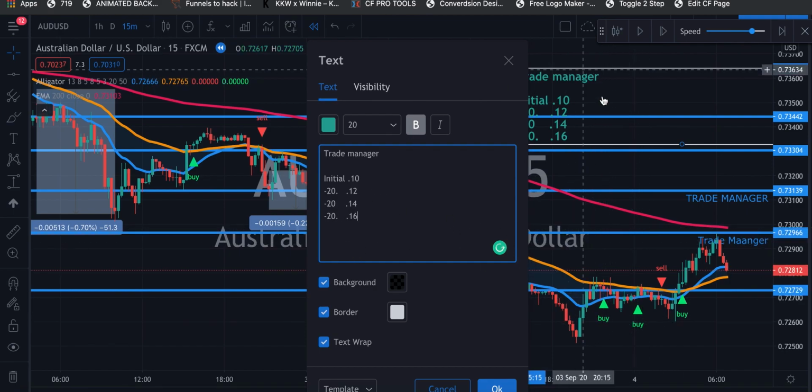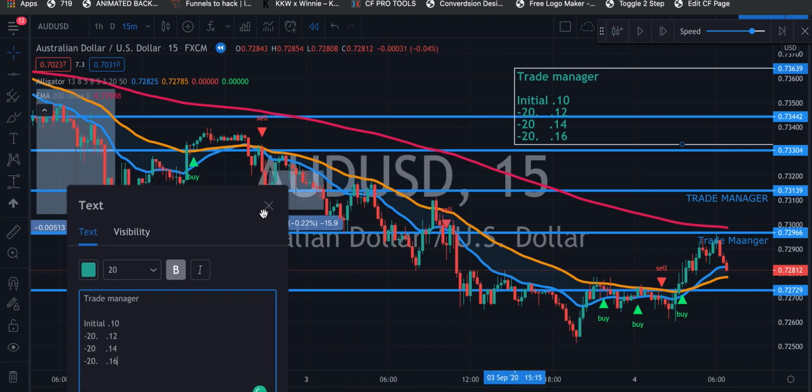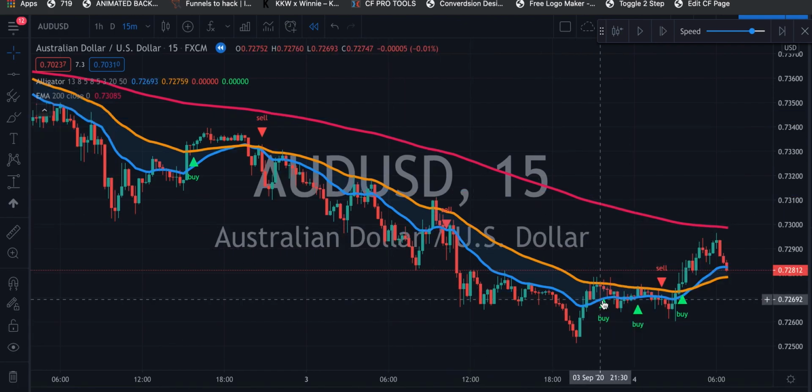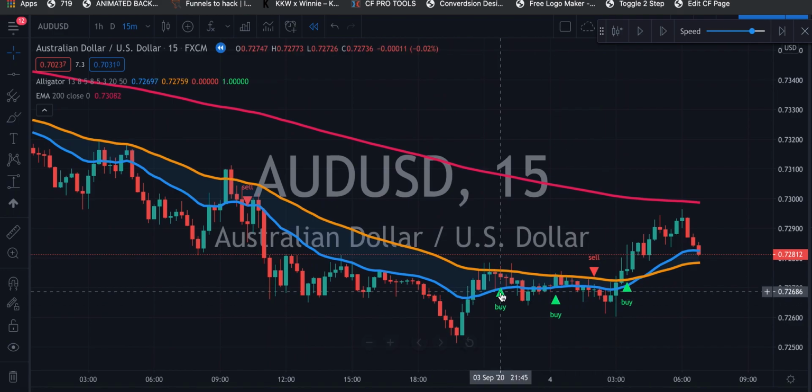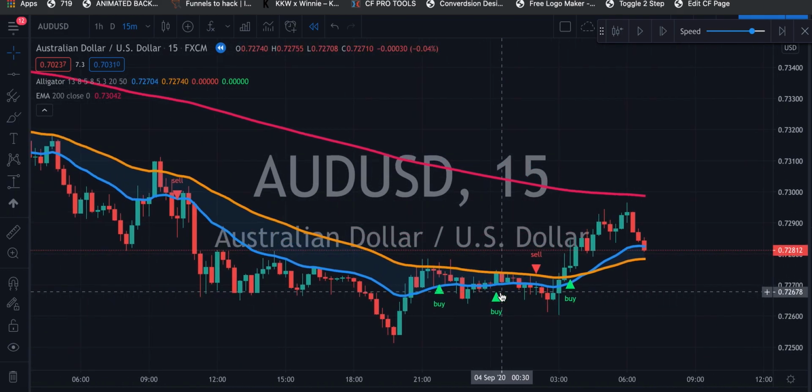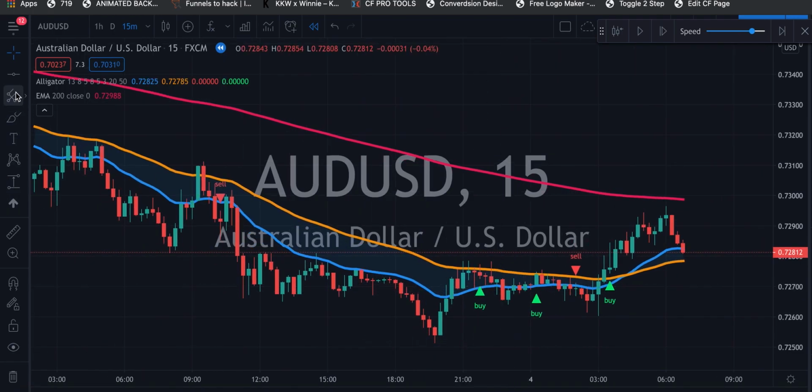And what happens is the trade manager adjusts the original take profit for this buy. Let me delete all this stuff real quick so you can see. This is where we took the trade right here. We took the trade here.